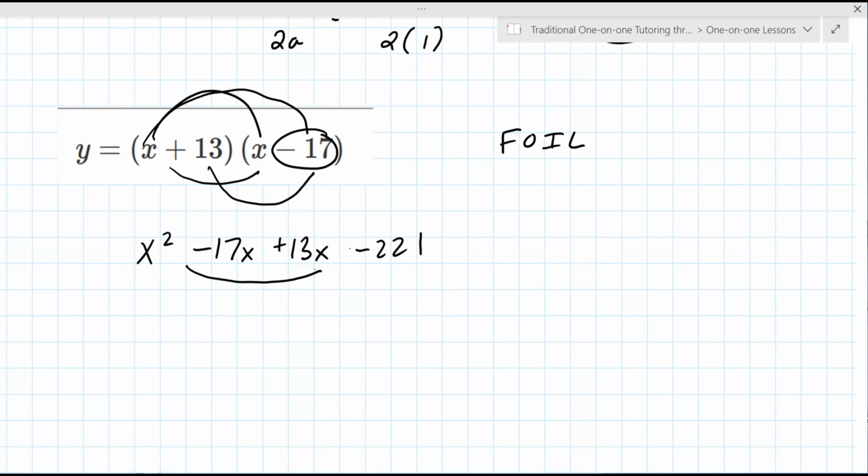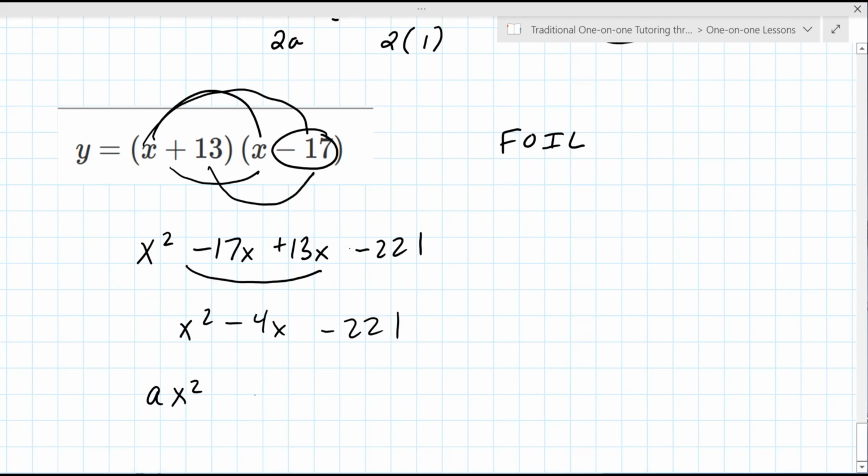Okay. Now you've got to be able to combine these inner terms, minus 17x plus 13x. What is minus 17 plus 13? It's okay if you need to use that Desmos calculator. It's a really good tool to use. Negative 4. Yep, x squared minus 4x minus 221.